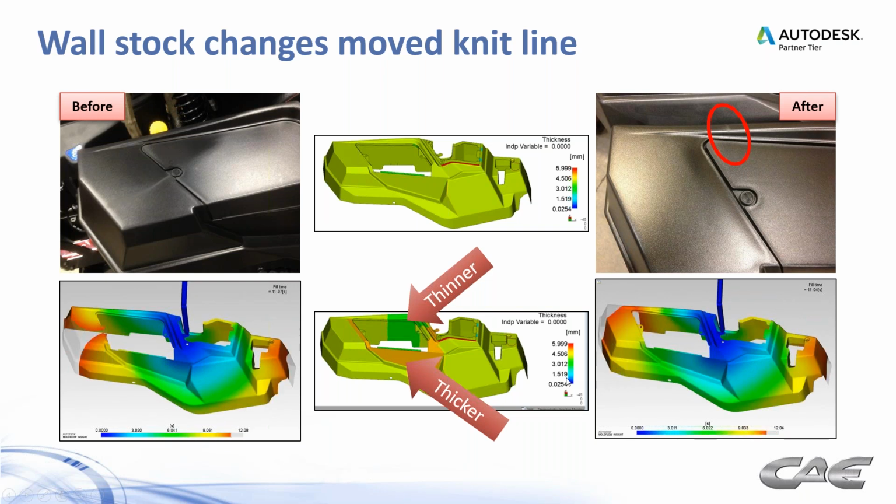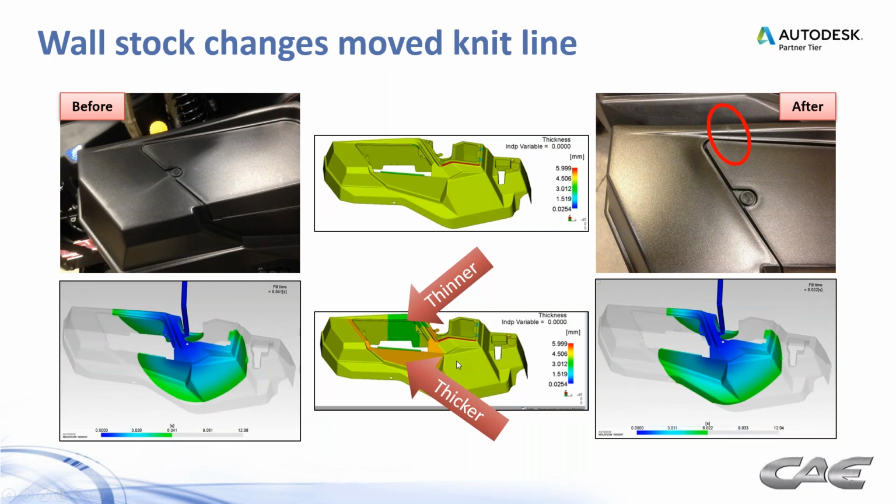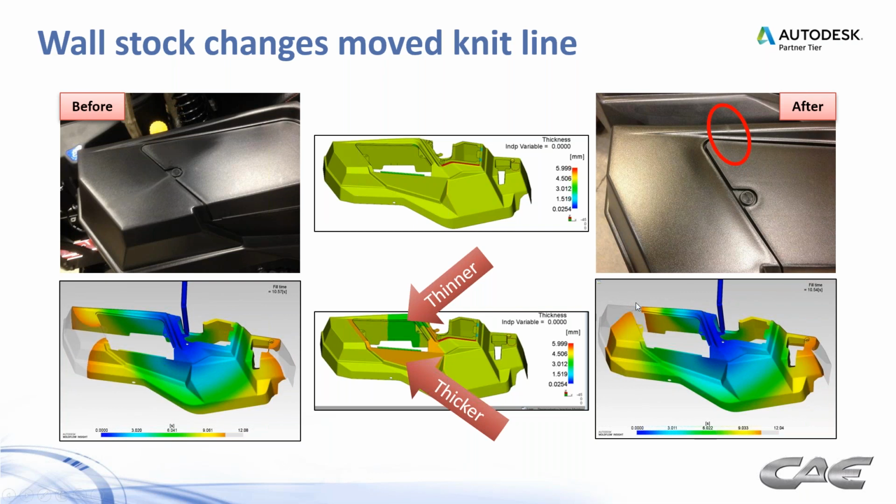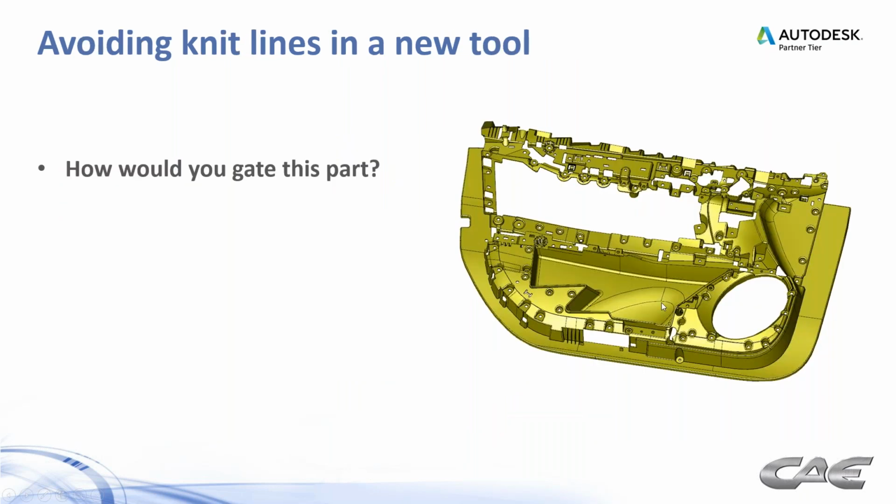This isn't always going to be the case. It's not always going to be the case that you're able to make the part design changes you want to make this happen. Processing changes are often difficult as well when it comes to knit lines. It's very rare that process changes can move knit lines much at all unless you're getting into valve gate sequencing. So that's fixing knit lines in an existing tool.